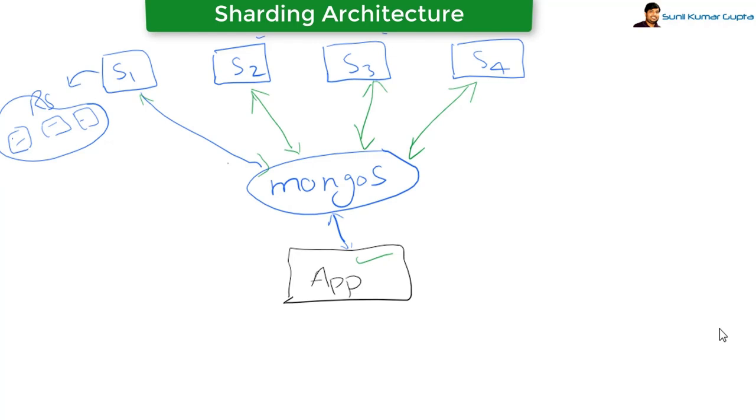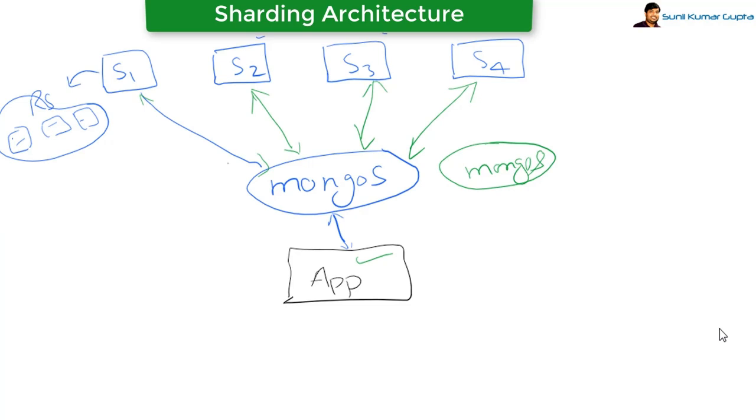So here we can have multiple shards, and we can have multiple routers, one or more. So we can have one more MongoS here, not a problem. Depending on the requirement, we can have multiple MongoS, and they can communicate to the shards and get the data.